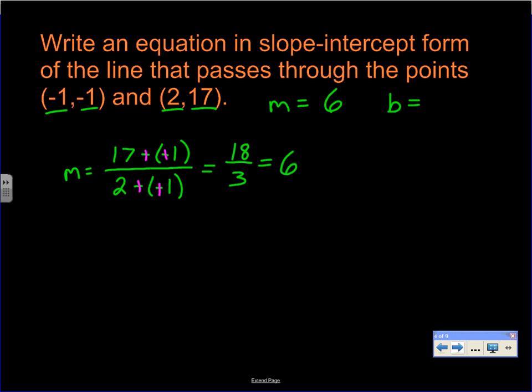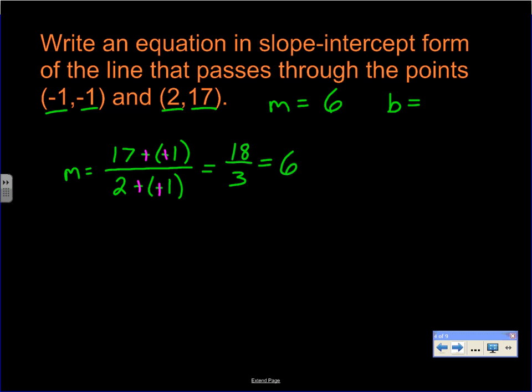Now we have to use a point to find the y-intercept. And which point are we going to use? I'm looking at negative 1, negative 1. 1 is an easy number to work with. We do have negative signs there, so we've got to be careful when we work with those. And we have 2, 17. Both of those are positive, but 17 is kind of a larger number. Whichever one you feel more comfortable working with.